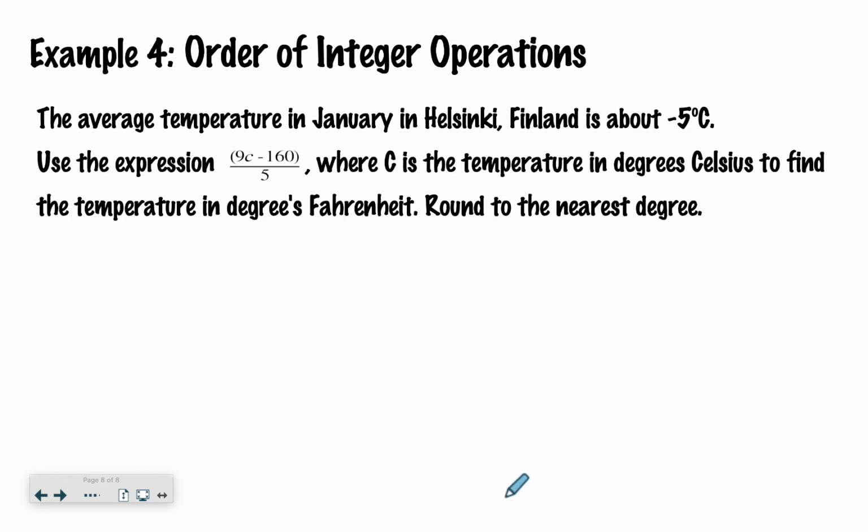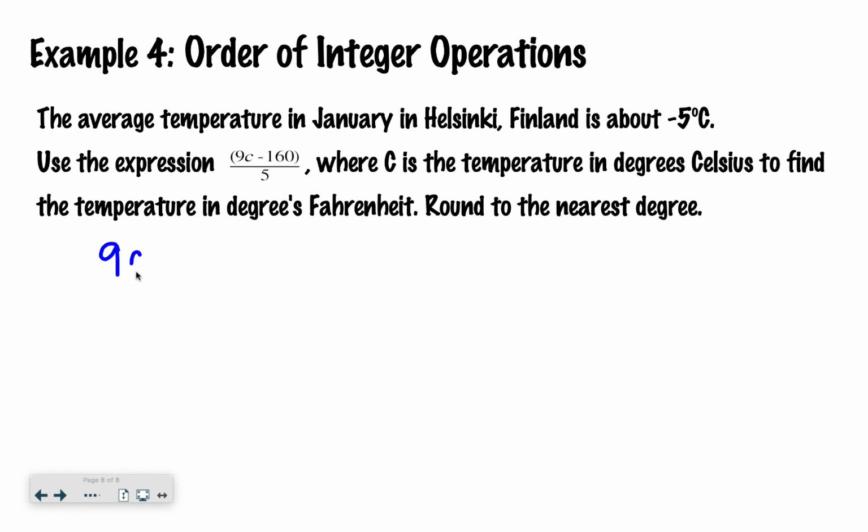All right, our last example for today. The average temperature in January in Helsinki, Finland is about negative 5 degrees Celsius. Use the expression 9C minus 160, all divided by 5, where C is the temperature in degrees Celsius, to find the temperature in degrees Fahrenheit. Round to the nearest degree. Okay, so we're going to use this expression.